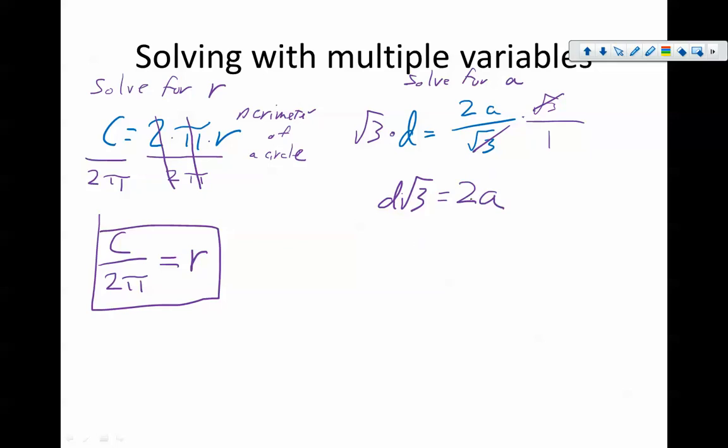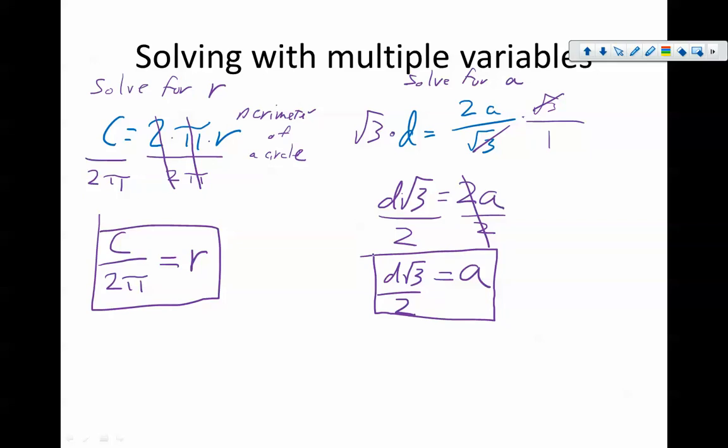And now we know what we've got to do over here. This is 2 times a. We're going to divide by 2. I'm going to divide by 2 over here. On the right-hand side, we have a by itself now. d divided by 2, can't combine those. Root 3 divided by 2, can't combine those. So our final answer is d root 3 over 2. Again, most of the time when we're working with different variables like this, the operations won't combine in a meaningful way. So we just write what the operation is. So this is solving a formula.